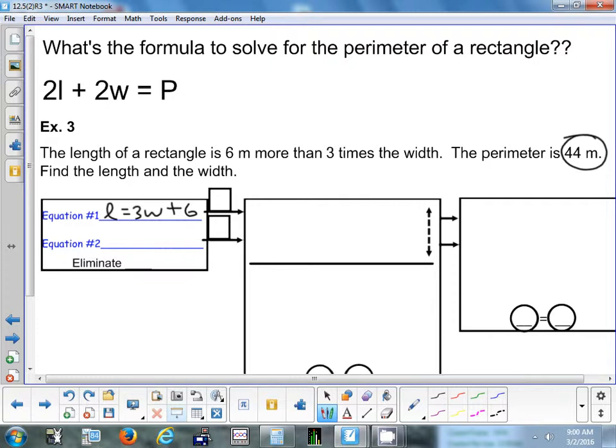How are we going to use it? No, always going to use it. Always going to use it, right? So, Zach, what do you think equation 2 is going to be? Same thing. So it's going to be L equals 3W plus 6? No. What's it going to be? You have to use the formula, right? What's the formula? Do you know what P is now?